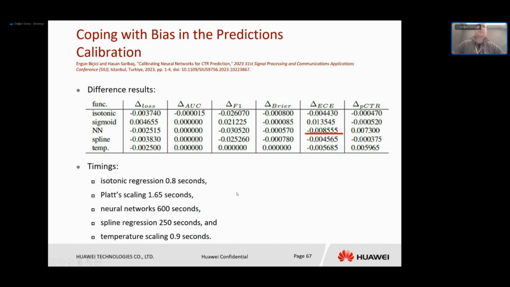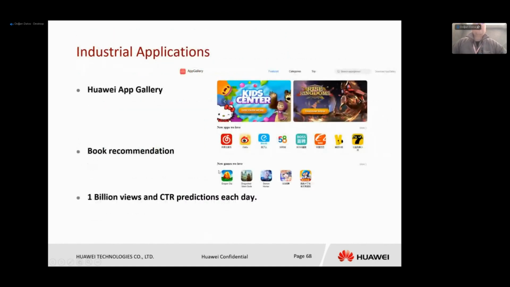And I want to talk about the applications we use for CTR prediction. One of them is Huawei App Gallery, where users install and browse applications. We have advertisements here, and we have also developed a book recommendation for universities, where university libraries can use our technique to recommend books to the users. I want to remind that we have about 1 billion views and CTR predictions every day with these types of models.